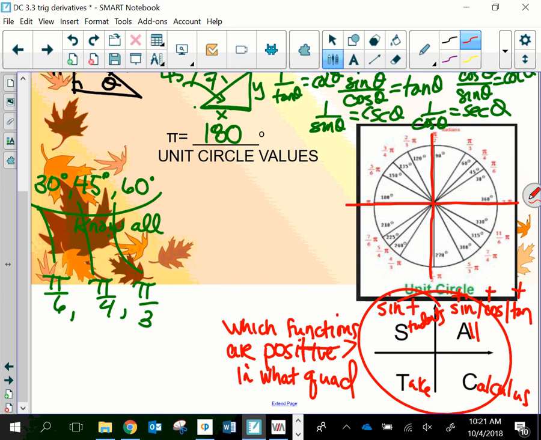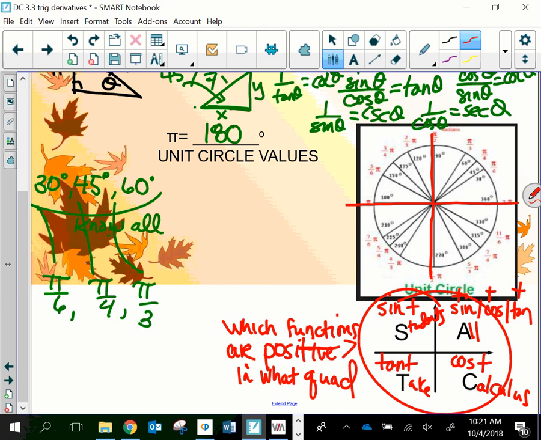That means, what do we know about cosine and tangent? They're negative. T stands for tangent is positive. That means sine and cosine are negative. C stands for cosine is positive. That means sine and tangent are negative. So that's all that means.